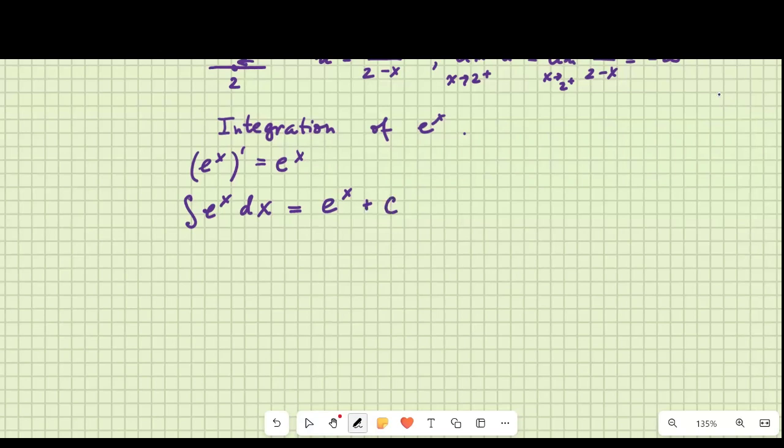Because when we differentiate this expression, we're not going to get e to the power of x plus something, but the derivative of a constant is 0. So that's my indefinite integral. Let's integrate something.